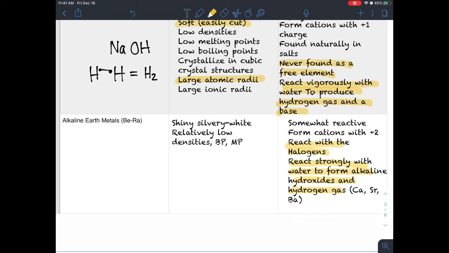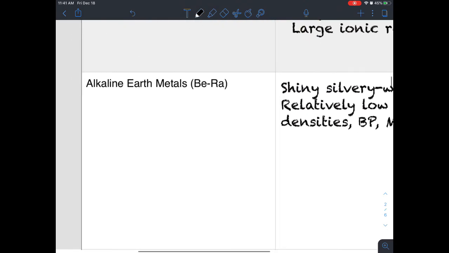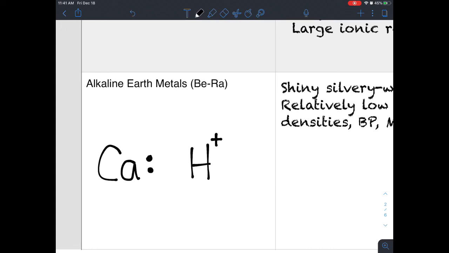So again, it's one of those things, just like alkali metals, when calcium, for example, so we have Ca, has 2 valence electrons, and it comes into contact with water. This reaction happens more slowly, right? I'm gonna think of water as being hydrogen with a plus and OH with a minus, just to make this a little bit easier to understand.